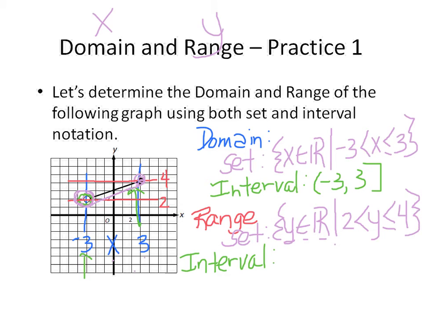All right, now let's look at interval notation for the y. Again, interval, I'm going to start at a 2. It's going to have a parenthesis because it's an open dot, comma, 4. Again, it's going to be a closed bracket because it has a closed dot on that point. Now we have done practice 1 and showed you set and interval notation for both domain and range.